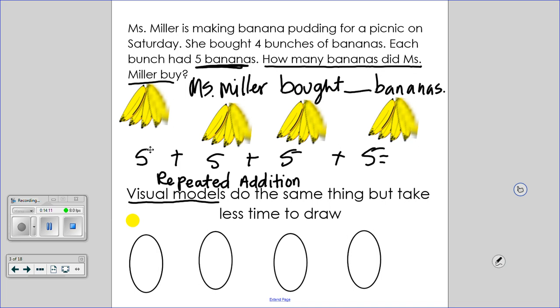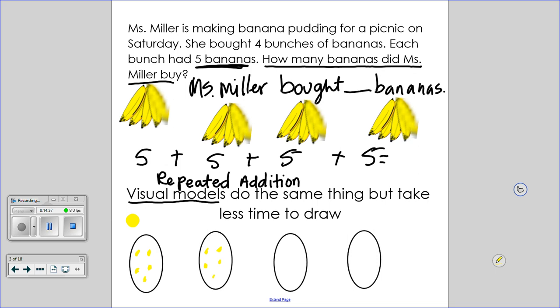So these are my bunches. Now how many bananas am I putting in each bunch? 5. 5 bananas are going in each bunch. I'm actually just going to draw one. So I'm going to put my 5 banana dots.